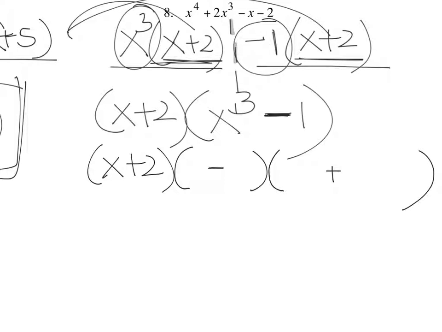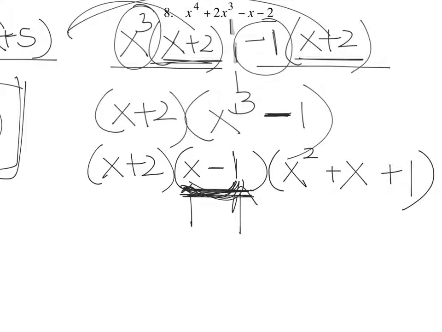Okay? The cube root of x cubed is x, and the cube root of 1 is 1. Now that's when you do not look back, okay? You're going to look at this binomial right here, and you're going to take the first term and square the x. You're going to multiply the two together for the middle term, so that would be 1x or just x. And then you're going to square the last term, which would be positive 1. That should be a plus x and a plus 1 at the end.